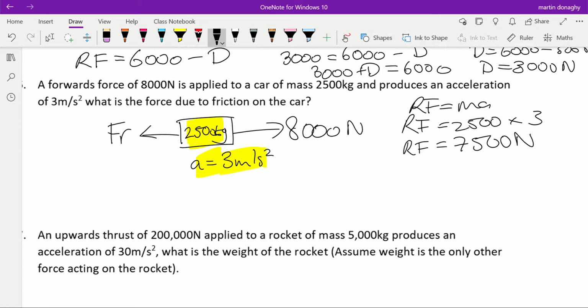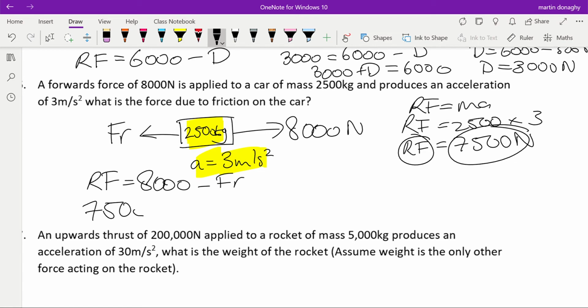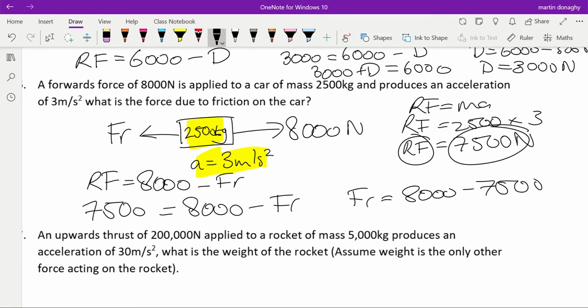Now, some people might be able to look at that and say, okay, well, there's 8,000 forwards. We need it overall to be 7,500. So we need to subtract 500 from that, so FR must be 500. But let's do it the long way. Resultant force is equal to the forwards force, 8,000, minus the backwards force, which is friction. The resultant force is 7,500, is equal to 8,000 minus friction. Rearranging that gives you friction equals 8,000 minus 7,500. So friction is 500 newtons.